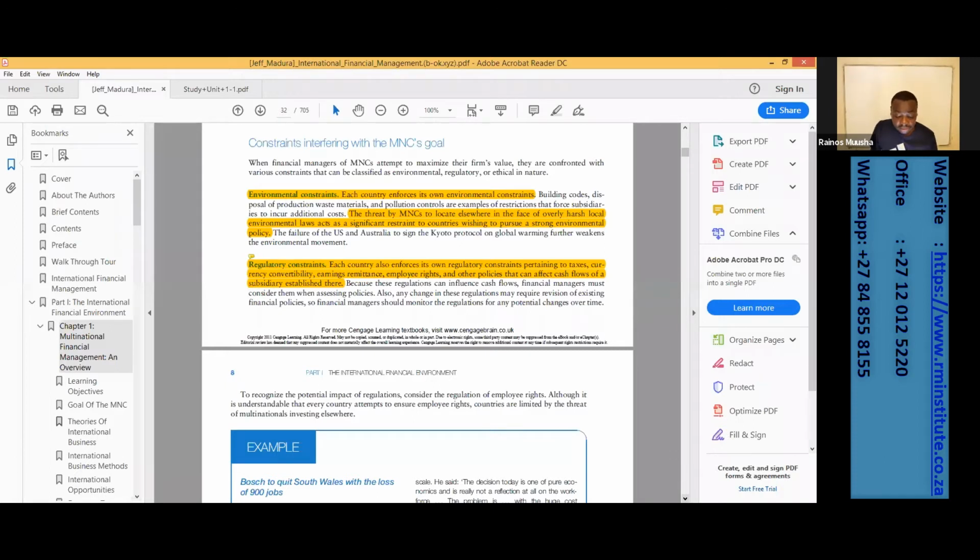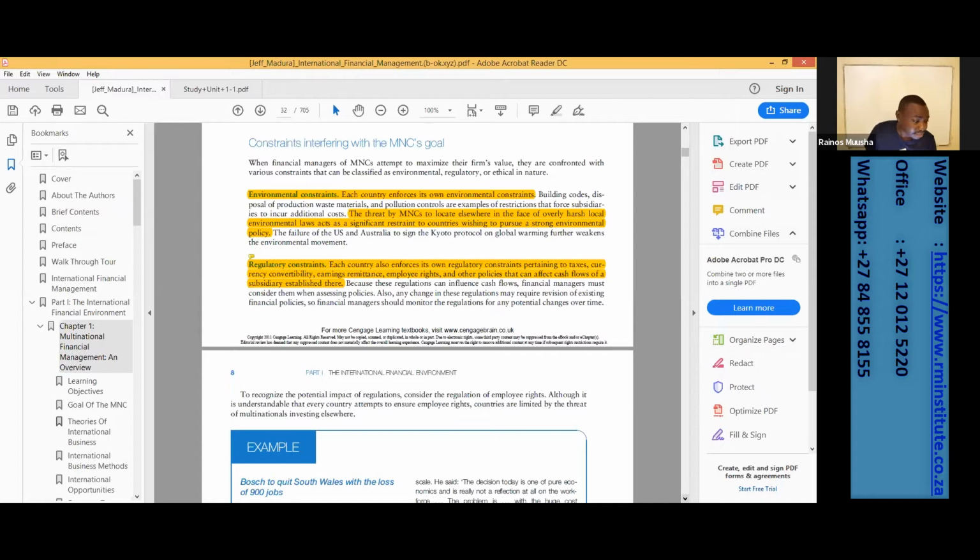So we know that, remember, the goal of the firm is to maximize shareholders' wealth. So how do you maximize shareholders' wealth? It means the multinational company, ideally, wants to minimize the costs. And how do they minimize the costs? When they have to rehabilitate the land, for example in mining, it becomes a cost to them as well. So there has to be a balance between the costs they have to set aside to rehabilitate the land.